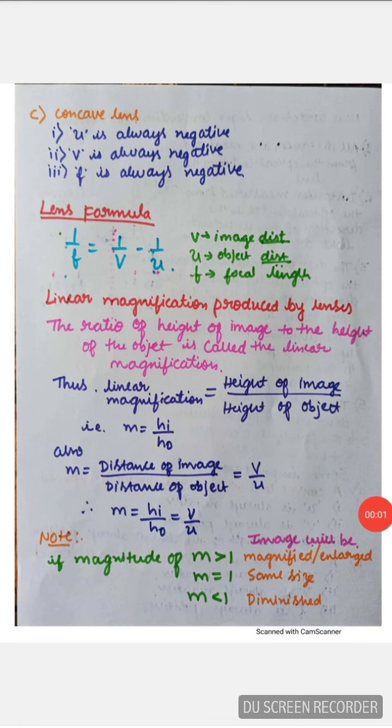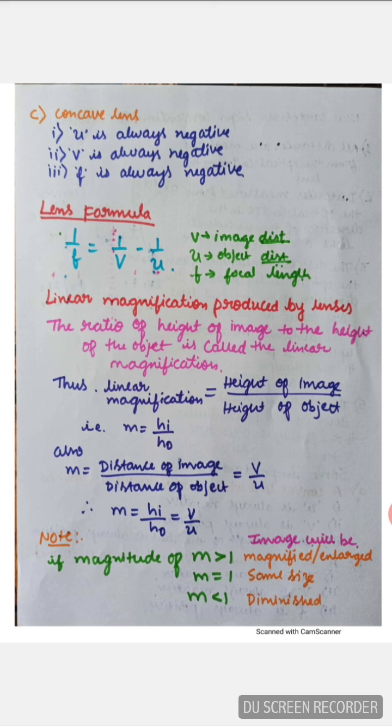Now we will move on to linear magnification produced by lenses. In the case of a mirror, the linear magnification is explained as the ratio of height of the image to the height of the object.